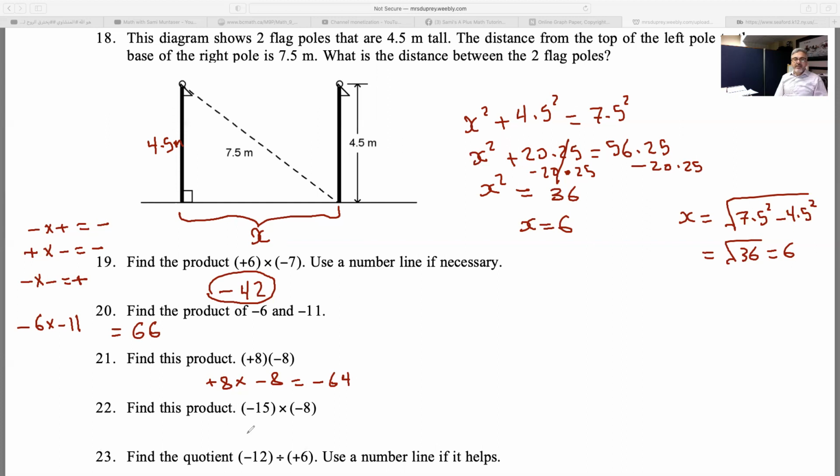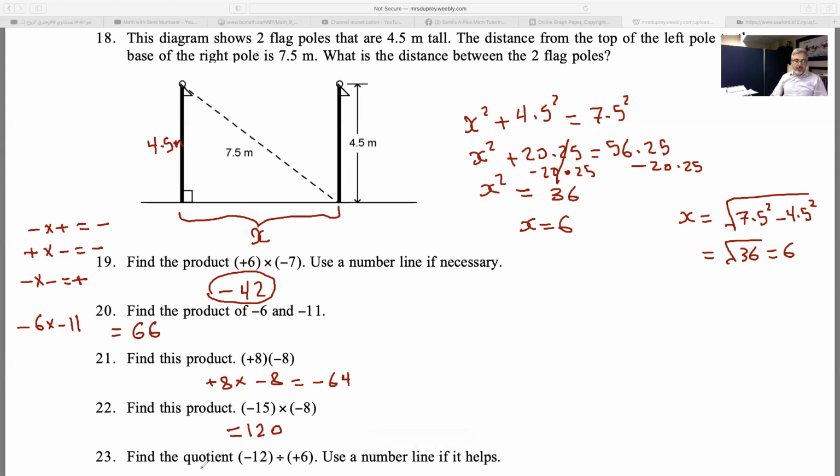Here's another one. Negative times negative is definitely positive. We don't have to write the positive since it's positive. And negative 15 times negative 8. So we know it's positive. So now just 8 times 15. 8 times 5 is 40. We put the 0 and 4 as a remainder. 8 times 1 is 8, and add the remainder 4, which gives you 120.